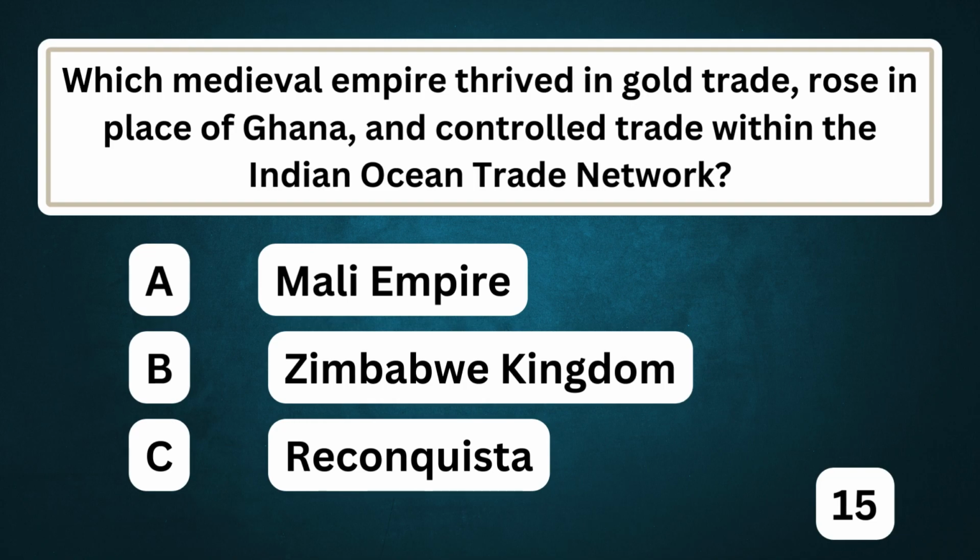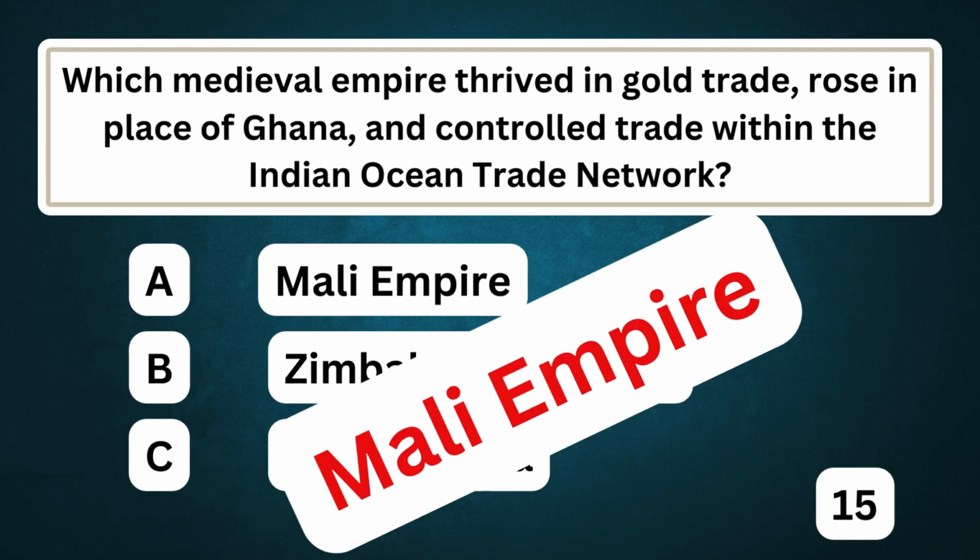Which medieval empire thrived in gold trade, rose in place of Ghana, and controlled trade within the Indian Ocean trade network? The Mali Empire thrived in gold trade and rose in place of Ghana.